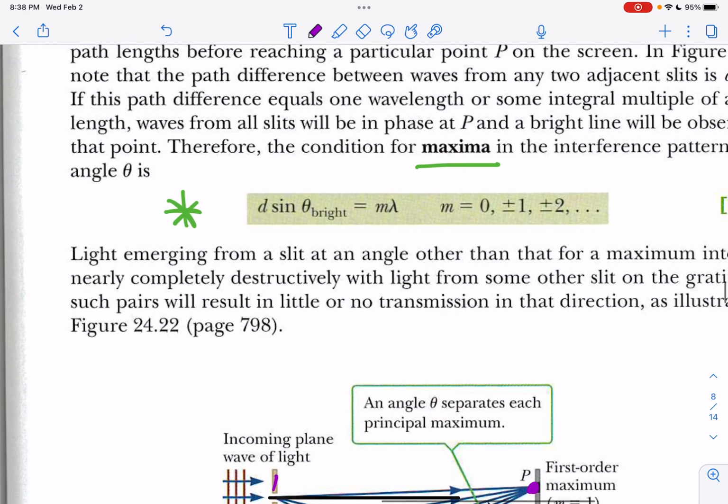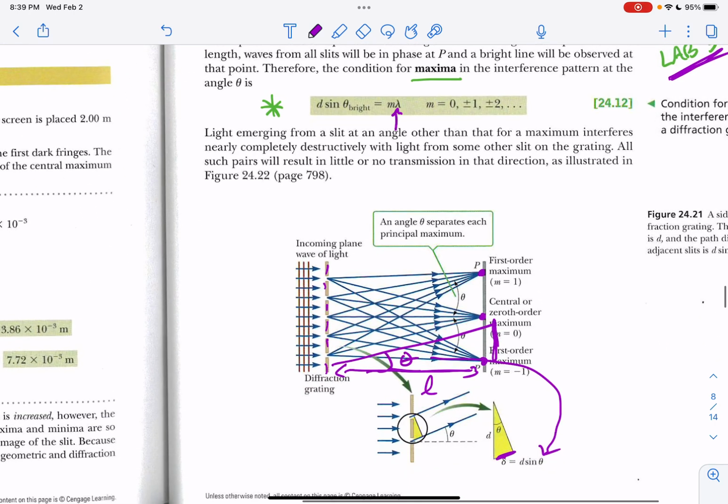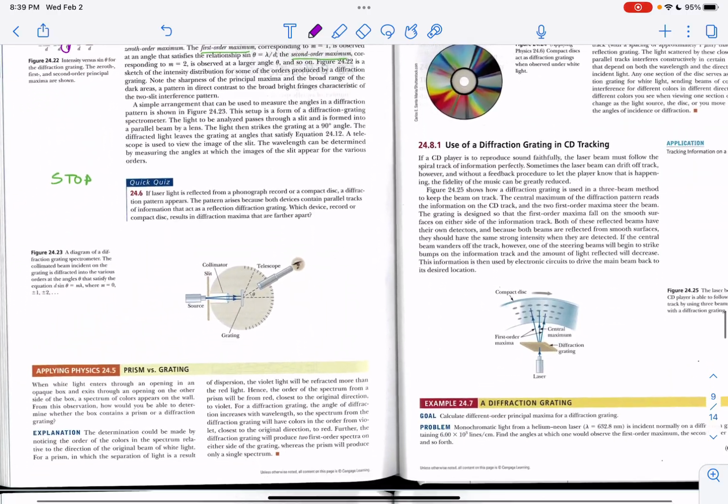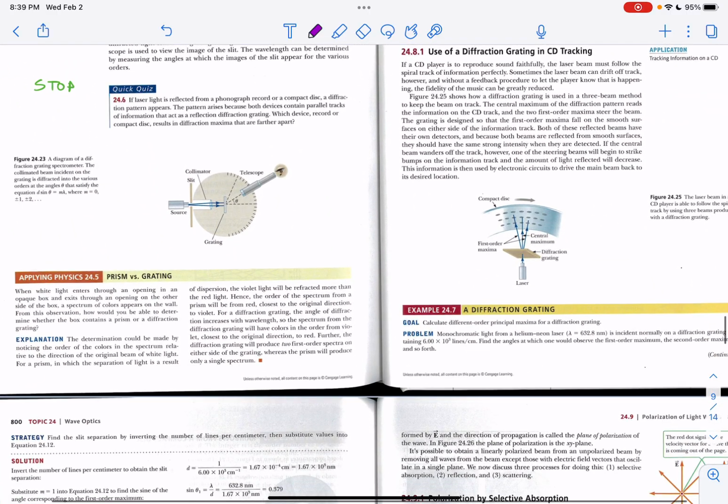So if I come back to here, that's your goal in Lab 34, is to calculate the wavelength of the laser light, compare it to the accepted value, and then you can find your percentage error. And we're going to stop right there.